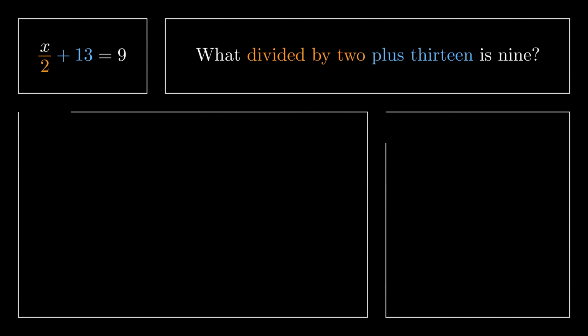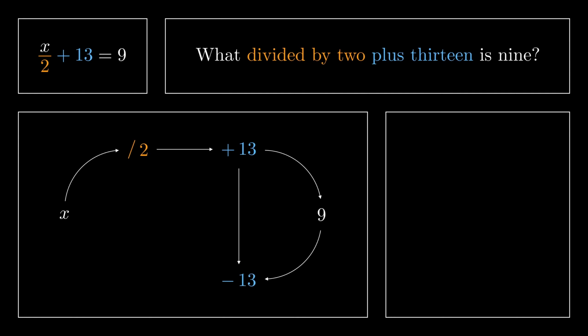According to this equation, we start with this number, we divide it by 2, we add 13 to that, and the result is 9. So to solve, we're going to invert and reverse. The inverse of plus 13 is minus 13, and the inverse of divided by 2 is times 2, multiplied by 2, and that'll get us the answer.